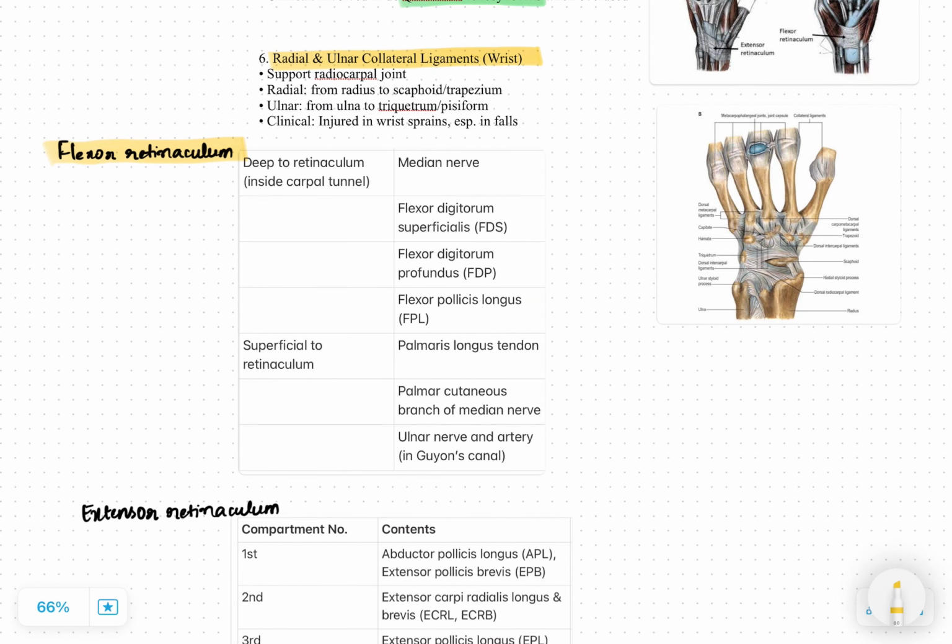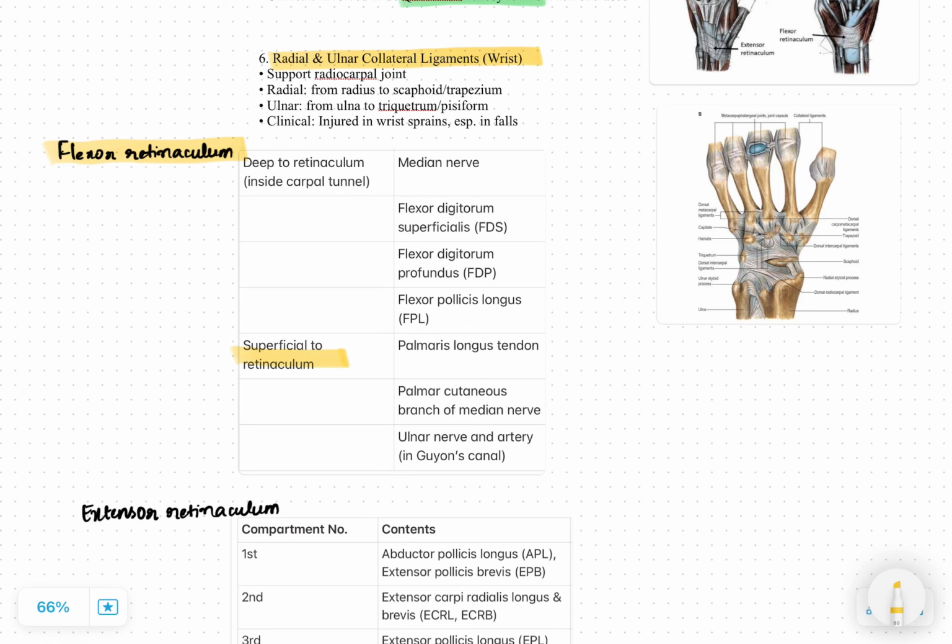Flexor retinaculum: superficial to the retinaculum, the structures passing are the palmaris longus tendon, the palmar cutaneous branch of the median nerve, and the ulnar nerve and artery in Guyon's canal. Deep to the retinaculum, that is inside the carpal tunnel, are the median nerve, FDS, that is flexor digitorum superficialis, flexor digitorum profundus, and flexor pollicis longus. These are the structures which pass. Since the median nerve is deep to the retinaculum, it will be compressed whenever there is carpal tunnel syndrome, and superficially the ulnar nerve and artery pass.